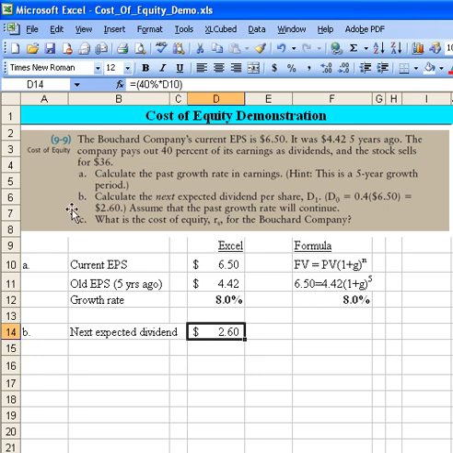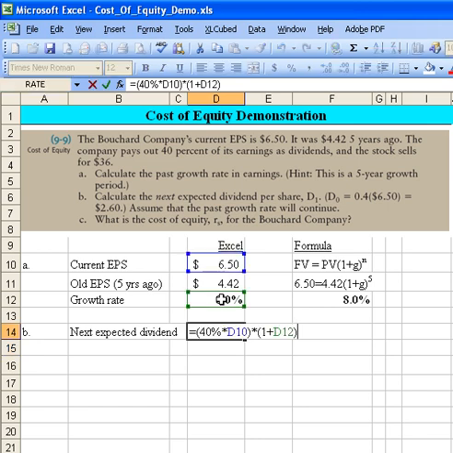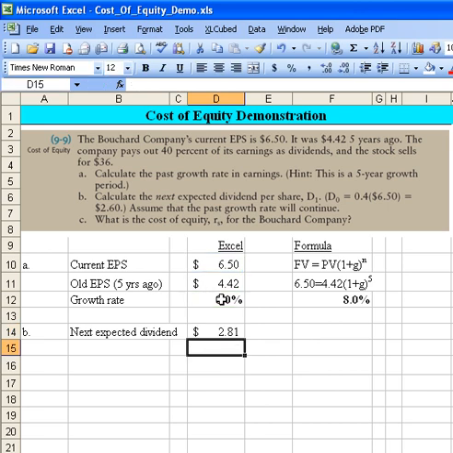Okay, so that tells us what the current dividend is, but then we have to take that amount times the growth rate. Oh, let me make sure I'm on the right cell. Times, and the growth rate is going to be equal to 1 plus g. We've calculated g above, 8%. Put that in. We should come up with a next expected dividend of 2.81. Let me hit the F2 so you can see the formula, right? 40% times the earnings per share represents the current dividends per share, and take it times 1 plus the growth rate, and you come up with the next expected dividend.